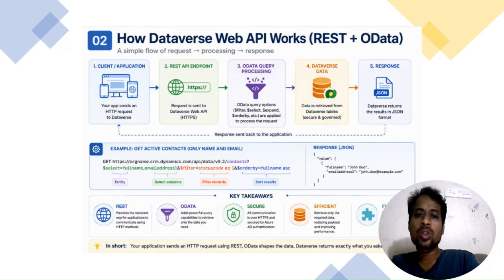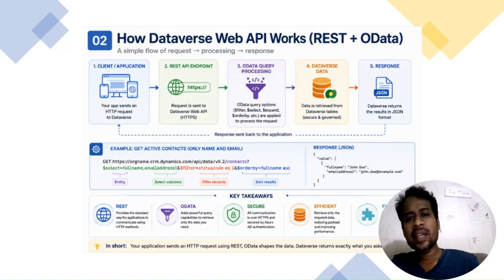Filter is used to choose which records you want. It defines the condition against which you want to retrieve data, for example whether the status is active or the country is India. So it requires a filter condition. Expand retrieves related records. Let's say I want the related accounts of all contacts, then you use expand. Order by is used to sort the results.